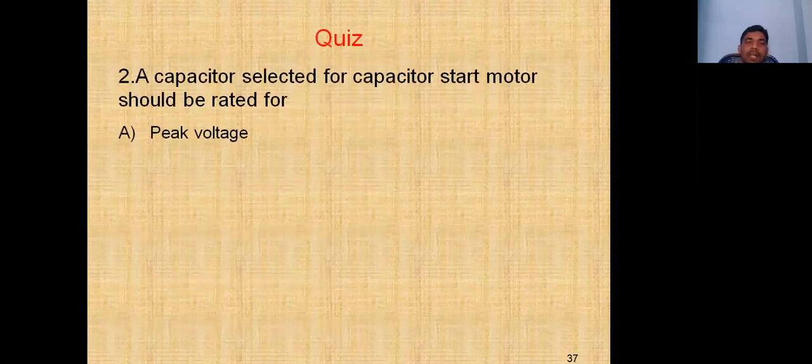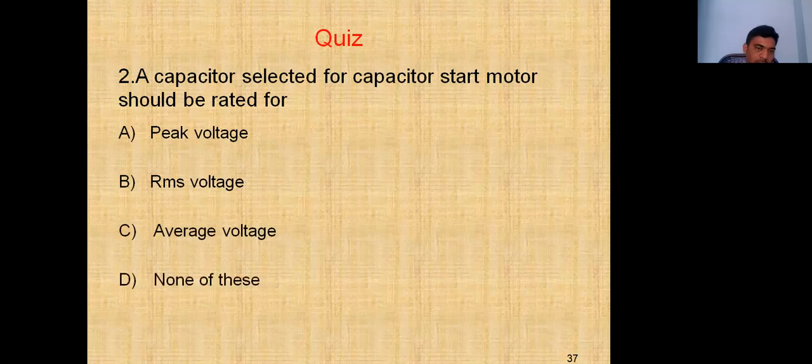A capacitor selected for capacitor start motor should be rated for option A, peak voltage, option B, RMS voltage, option C, average voltage, option D, none of these. Answer: peak voltage.